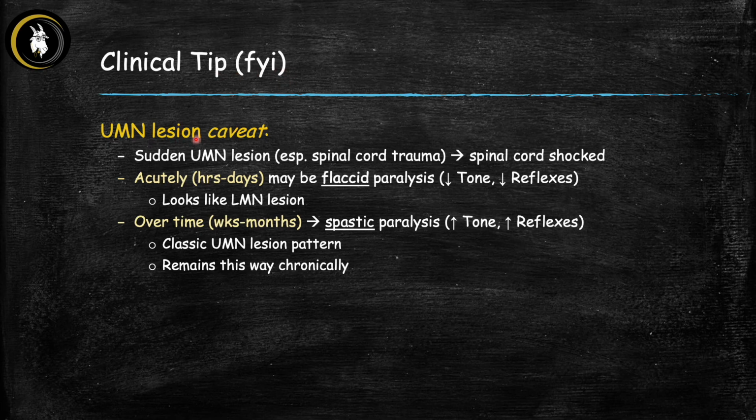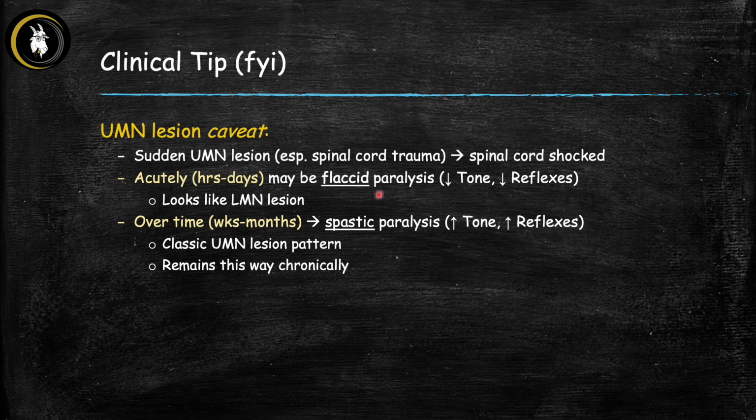So to end this video, I want to leave you with this quick little clinical bonus about a caveat regarding upper motor neuron lesions. So we mentioned earlier that upper motor neuron lesion gives you spastic paralysis, and that is true, but there's a little bit of nuance here. So sometimes if you have an acute upper motor neuron lesion, especially in the setting of spinal cord traumas, this can actually lead to stunning of the spinal cord. Essentially, the entire spinal cord gets shocked. And so what this can cause is that it may actually cause an initial acute phase of flaccid paralysis.